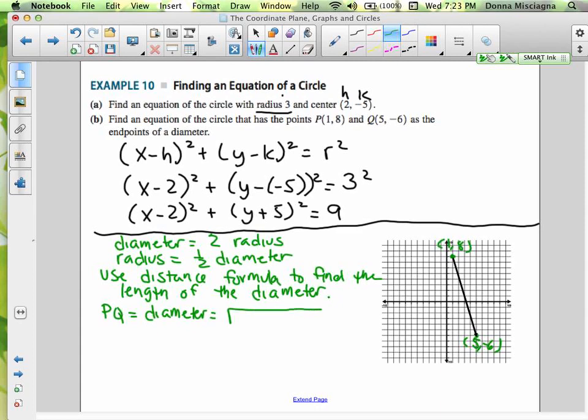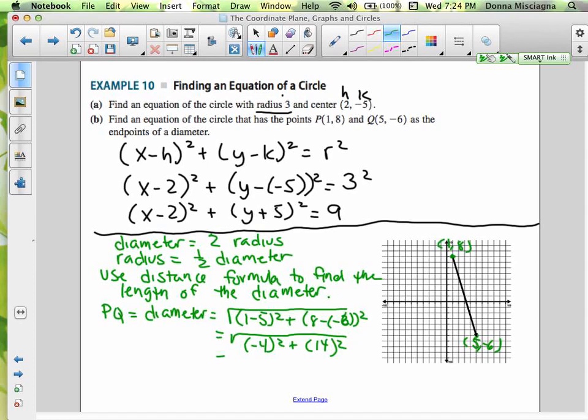We're going to take the square root of the difference of the x coordinates, so 1 minus 5 squared, plus the difference between the y coordinates, 8 minus -6 squared. I said 6, but wrote 2. There we go. I have no idea where the 2 came from. All right, so 1 minus 5 would be negative 4 squared, plus 8 plus 6, so that's going to be 14 squared.